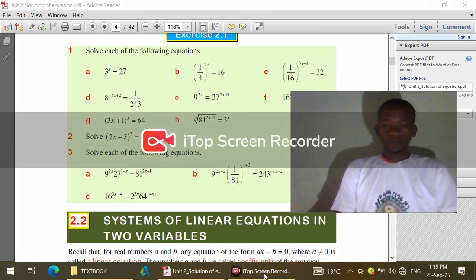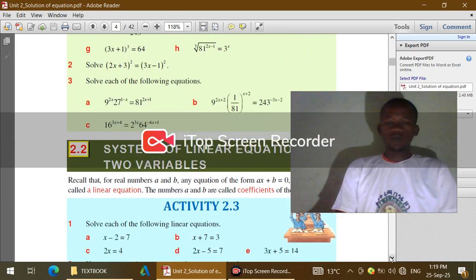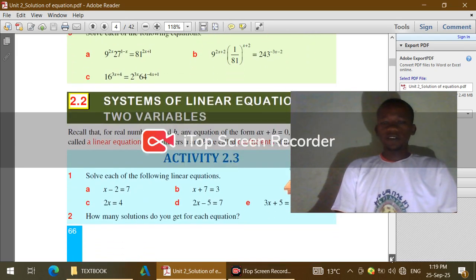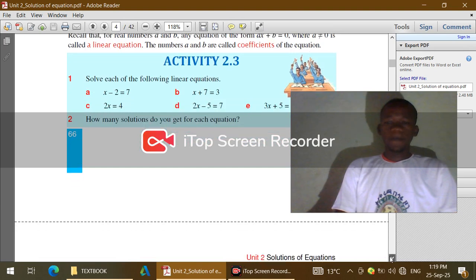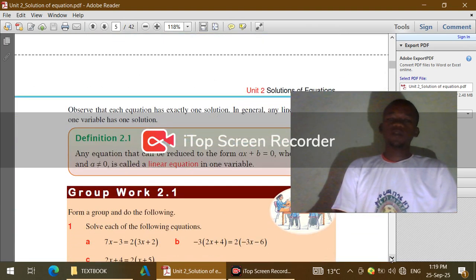The next one we are going to see is the solution for equations involving two variables. Two variables means the equation has 2 unknown values. That means the unknown variables are 2.